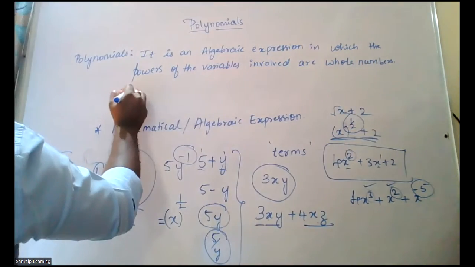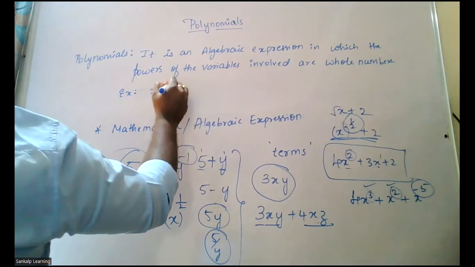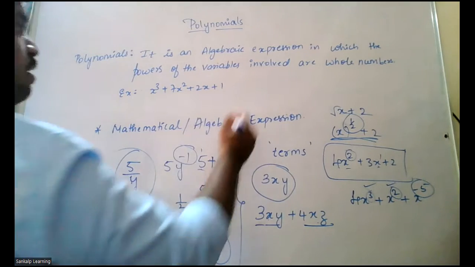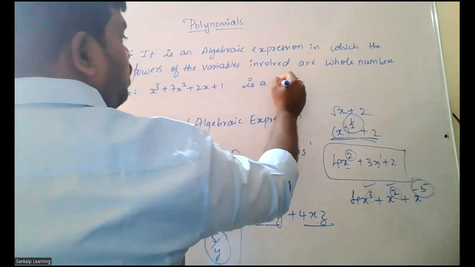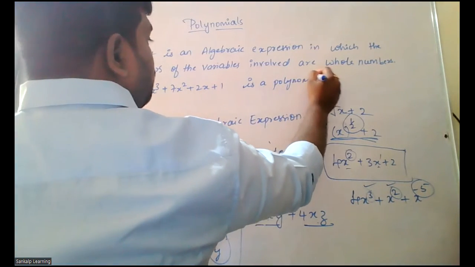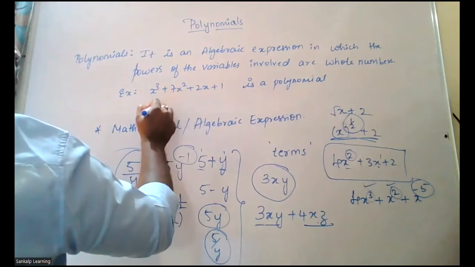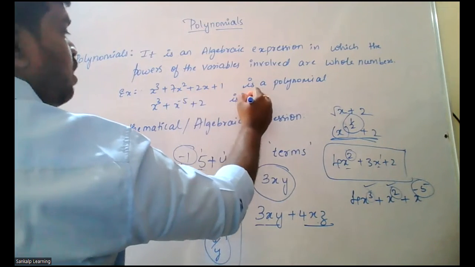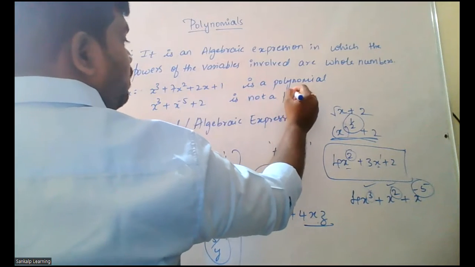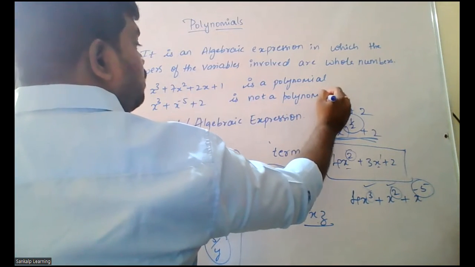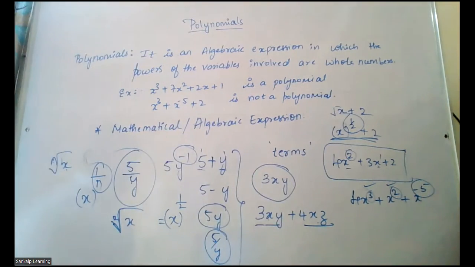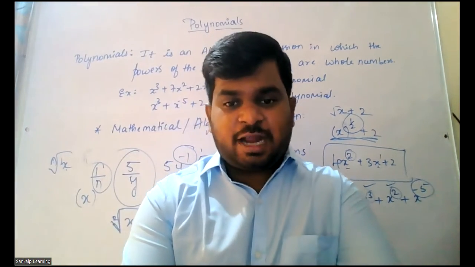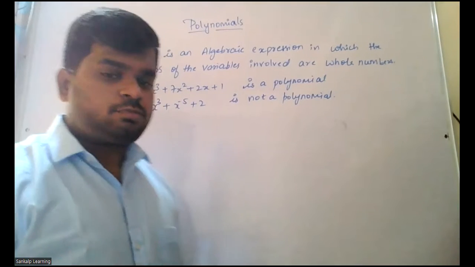Okay, let's take an example. x cube plus 7x square plus 2x plus 1 is a polynomial. But if you take x cube plus x to the power of minus 5 plus 2, it is not a polynomial, isn't it? So this is the difference between an expression and a polynomial. Now let's look into different types of polynomials.